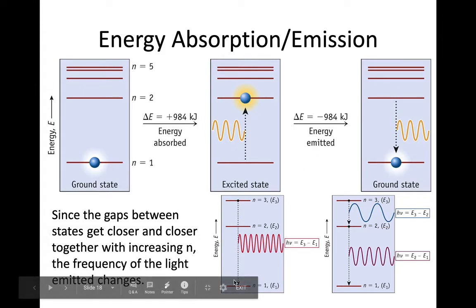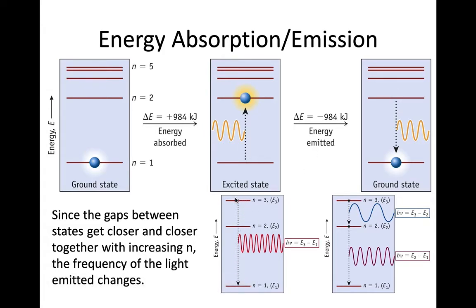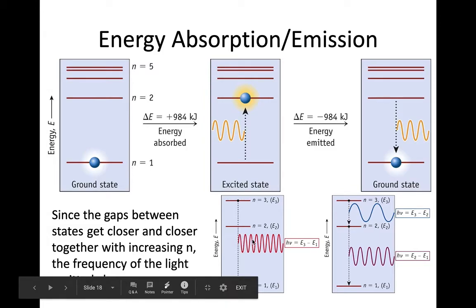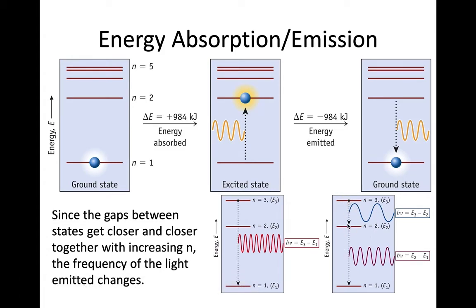Now, if we make a farther jump, if we go from n equals 3 to n equals 1, we have a larger energy gap. We have a photon that's released with even more energy. More energy means a higher frequency, a shorter wavelength. And that's the demonstration here as well. If we have a smaller energy gap, only going from n equals 3 to n equals 2, less energy is released. So we've got a longer wavelength and a smaller frequency.